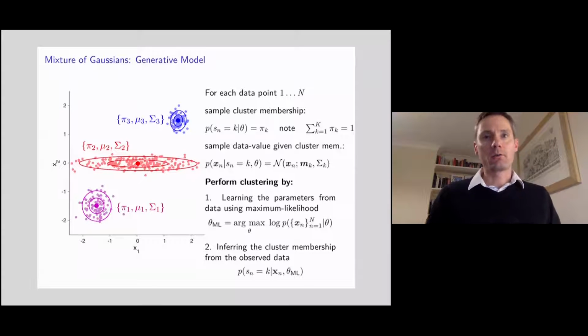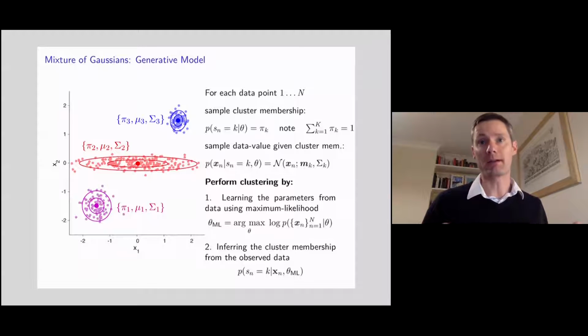So you remember our goal is to take the mixture of Gaussians generative model, fit the parameters of that model by using maximum likelihood, and then infer to which cluster every data point belongs by computing the probability that it belongs to the cluster K given the parameters that we've learned and the value of the observed data itself.